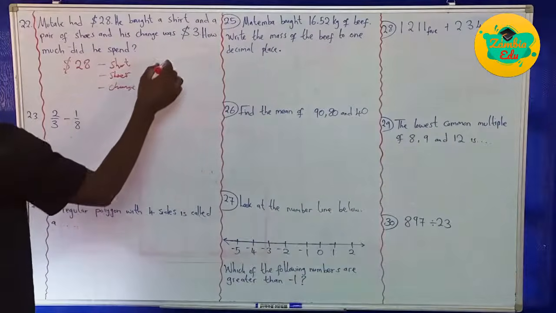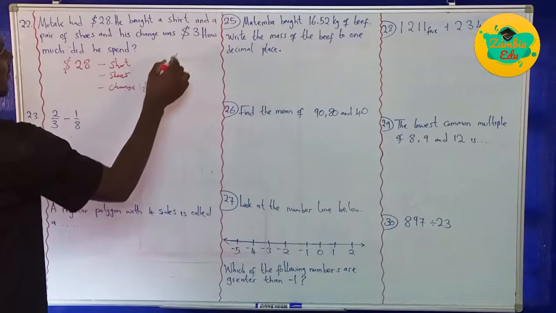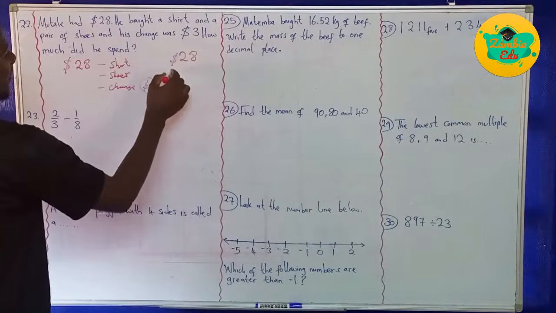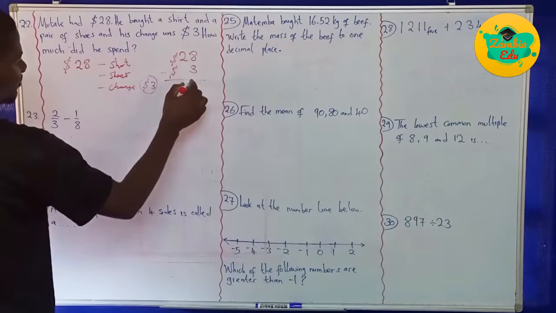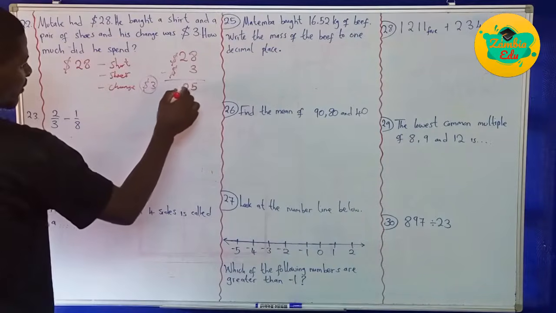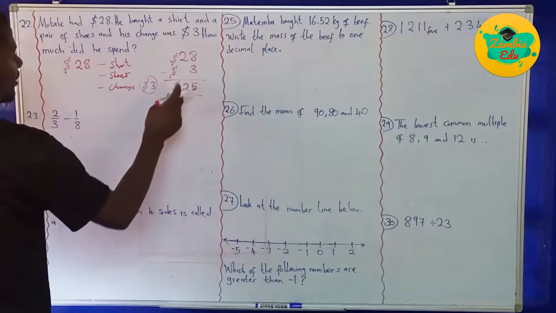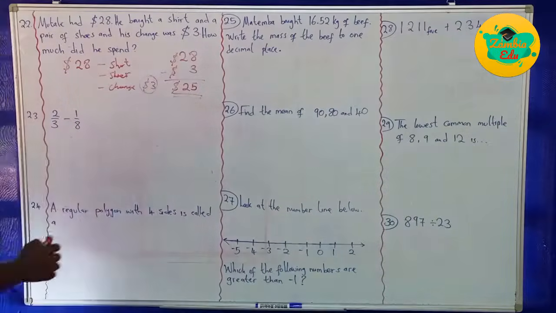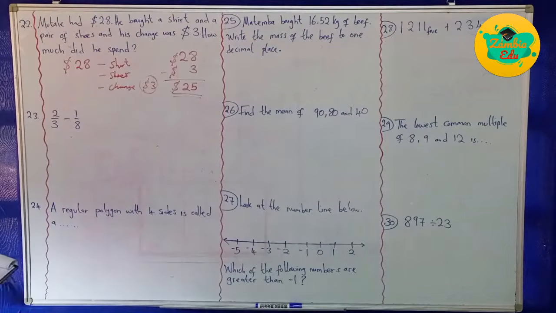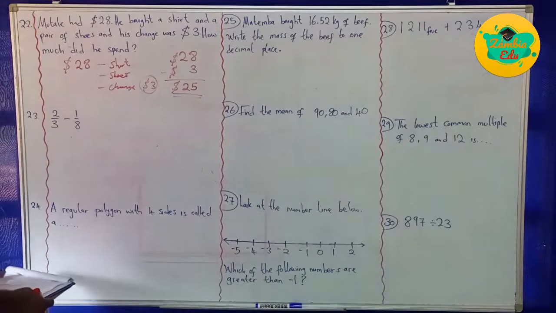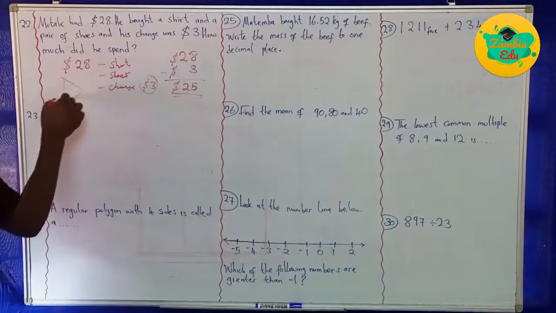So we have our change there. We know that our total, which she had, was $28. So just subtract that with the change that she had, $3. So meaning her expenditure was $25. And $25 was represented to us as option D. So the answer was D.